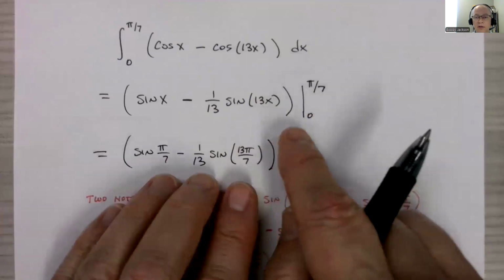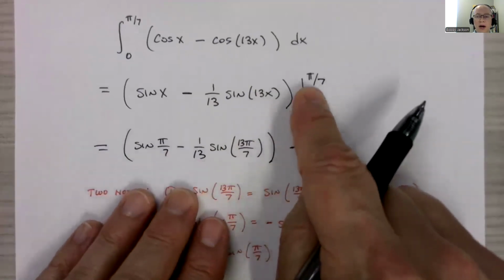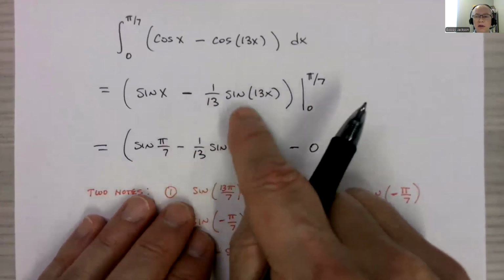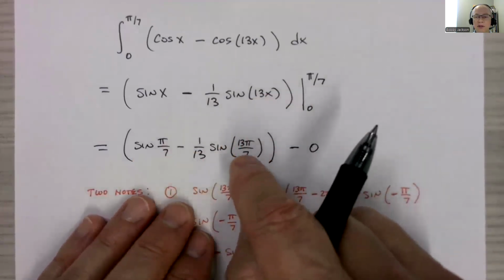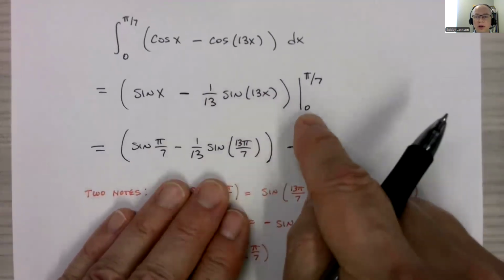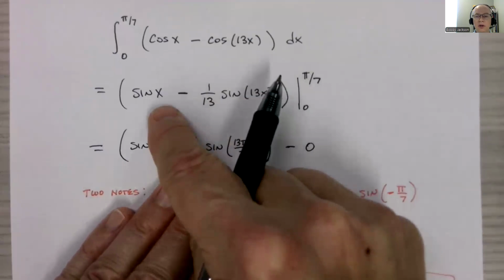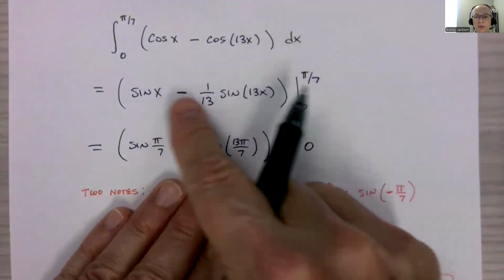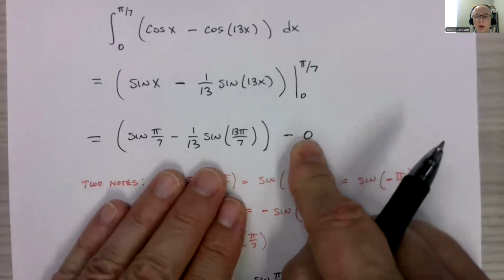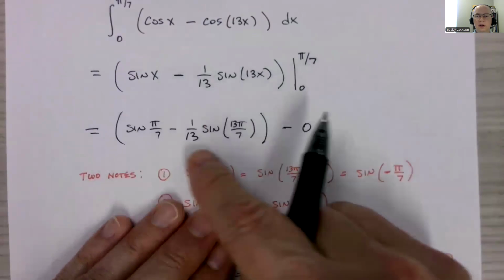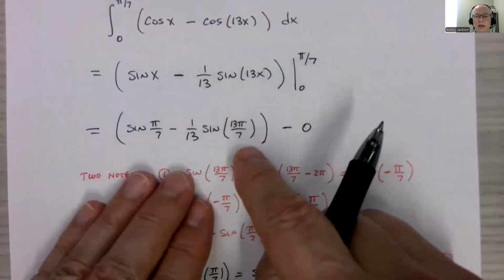If you didn't think we had enough fun already, plug in x equals pi over 7. So I get sine of pi over 7 minus 1/13 sine of 13 times pi over 7, which is 13 pi over 7. So here's the evaluation at the upper limit. Well, if I plug in 0, thank goodness, sine of 0 is equal to 0. So I get 0 minus 0, which is 0. Now, this would really be the exact value of this integral.